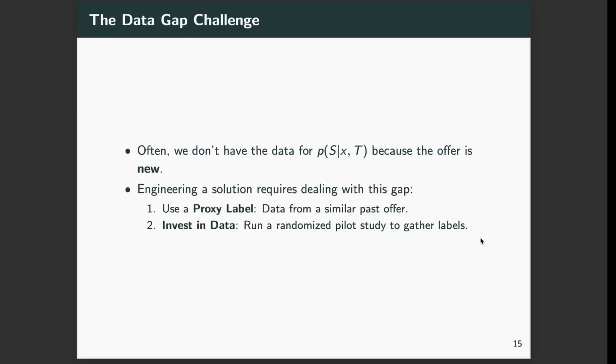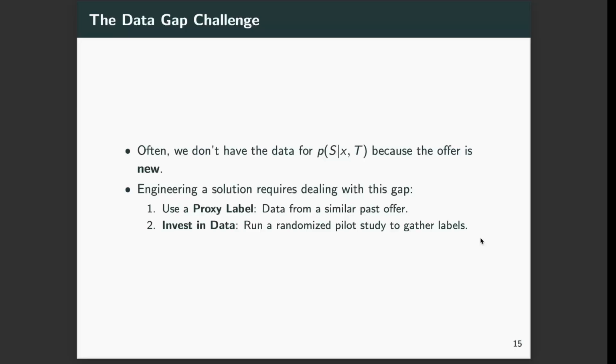The second strategy is to invest in data by running a randomized pilot study. Before the full campaign launch, deliberately contact a small, randomly selected subset of customers with the new offer and leave another randomly selected subset uncontacted. Because both groups were randomly selected, any difference in churn rates between the two groups can be attributed to the offer itself. This is causal identification. The pilot gives you the data you need to estimate P(S|X,T), and this data can then be used to build the full model for the large-scale campaign.